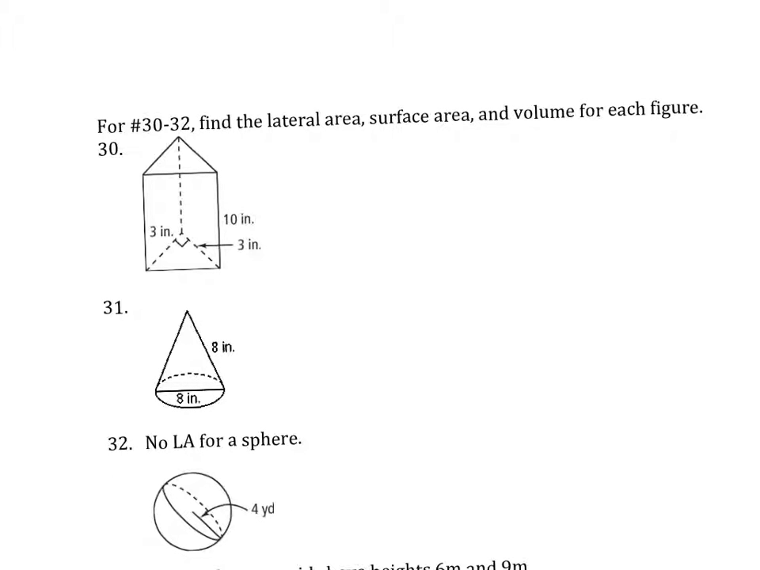What is number 30? That's a prism. That is a triangular prism, okay? Which means your bases are the triangles, and it's the prism formulas. So if you think back to these formulas, what's the lateral area of a prism formula? That's pH. Surface area is going to be the lateral area plus 2B. And then volume is going to be the area of the base times the height.